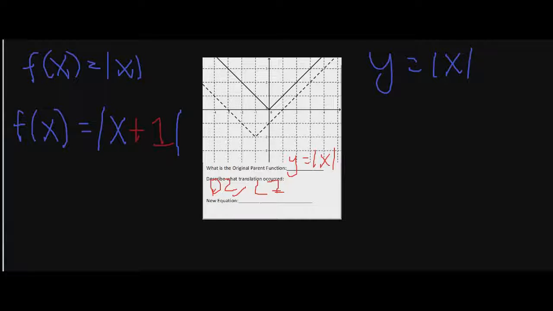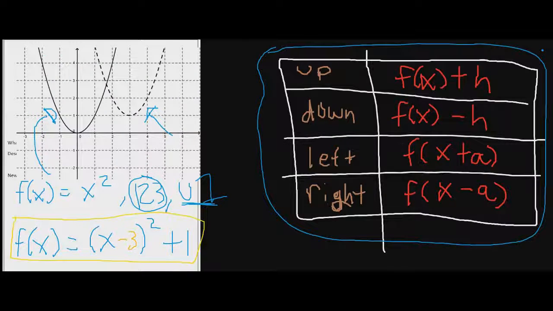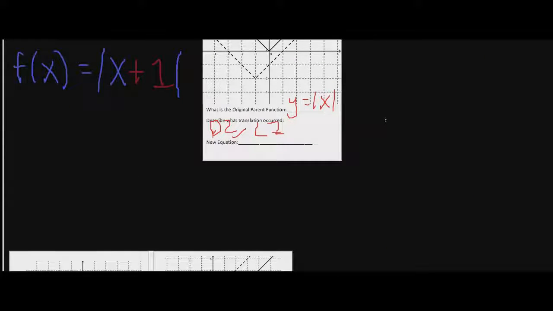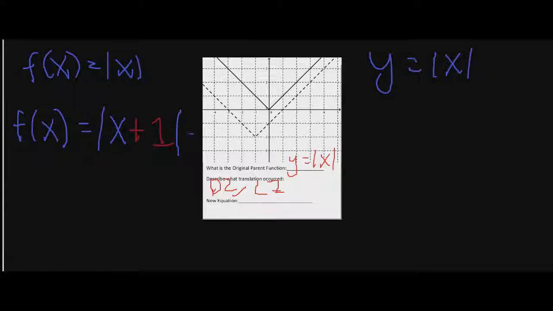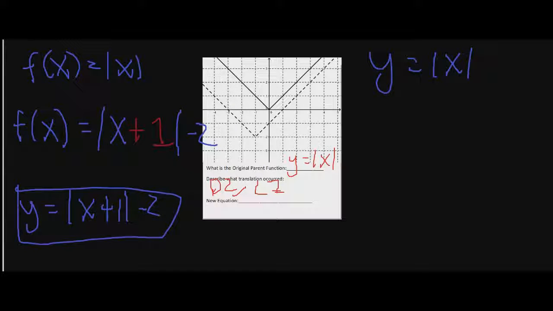And if we went down by 2, let's look at our section here. If we move down, it's going to be minus on the outside. So now we just go here, minus 2. So my final equation is y equals the absolute value of x plus 1, minus 2. And that's it. All right, let's go down to maybe some more examples here.